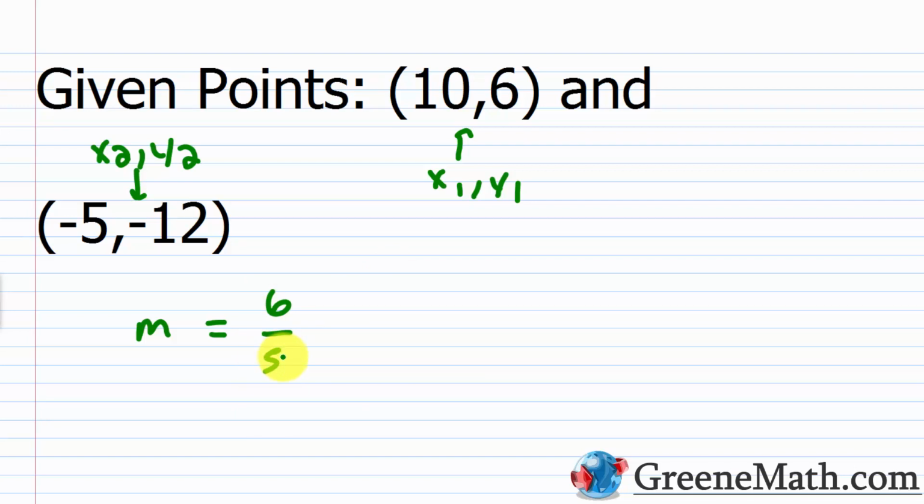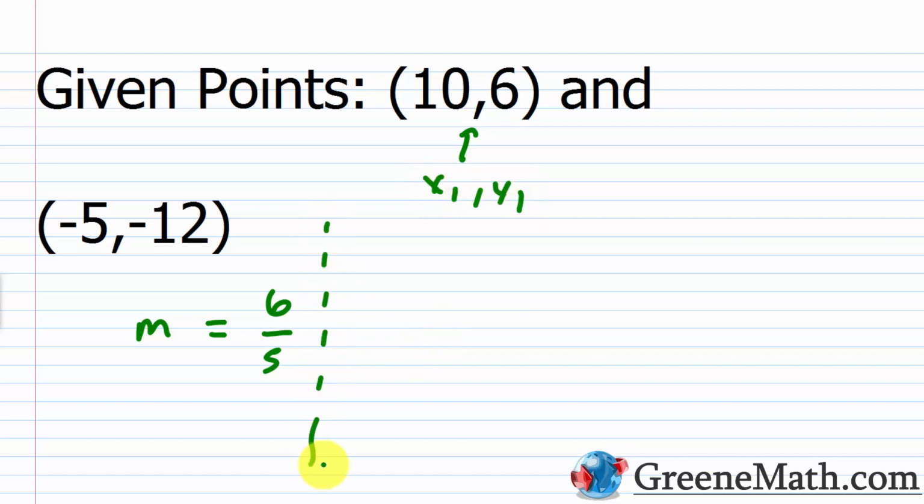Okay, so from here, I can just use a point. It doesn't matter, again, which one I use. Let's just go ahead and take this one. We'll say this is x sub 1, y sub 1. And I'm going to plug into my point-slope form. y minus y sub 1 is equal to m times the quantity x minus x sub 1. So for y sub 1, it's 6. For m, it's 6/5. And for x sub 1, it's going to be 10.